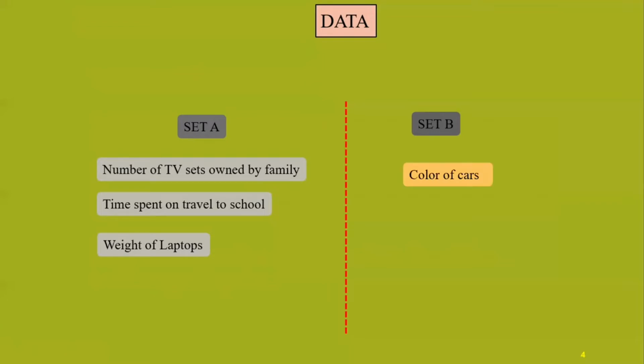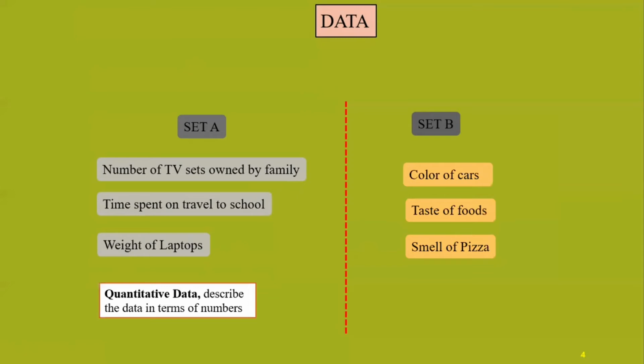And set B is about the color of cars. We choose the color of a car, the taste of the foods, and the smell of the pizza. Now, this set A tells about the quantity: how many TV sets, how much time you have spent, and the weight of the laptop is also a quantity. So this quantitative data describes the data in terms of numbers.